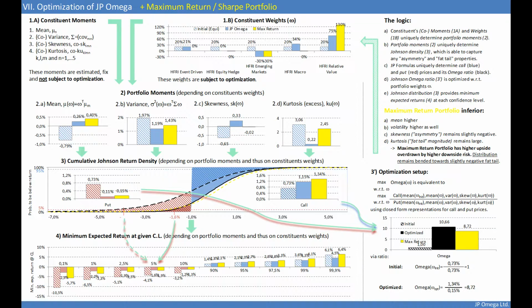Optimization maximum return. The maximum return portfolio, added in yellow and incidentally equal to the optimal Sharpe, has the highest expected return. It also has the highest risk due to a high volatility, which is even amplified by a fat tail, due to slight negative skewness combined with significant and substantial excess kurtosis. Downside risk increased stronger than upside potential, leading to an inferior Johnson Omega. Highly risky, in particular fat tail risk to the downside.